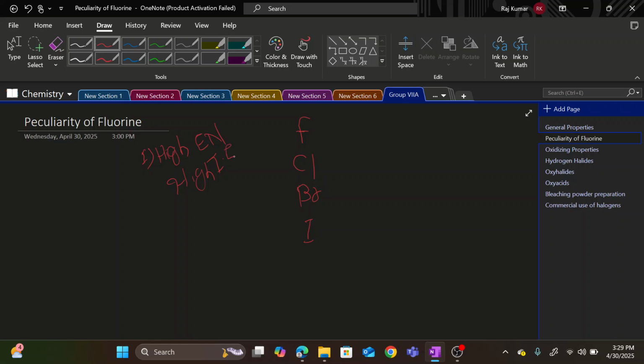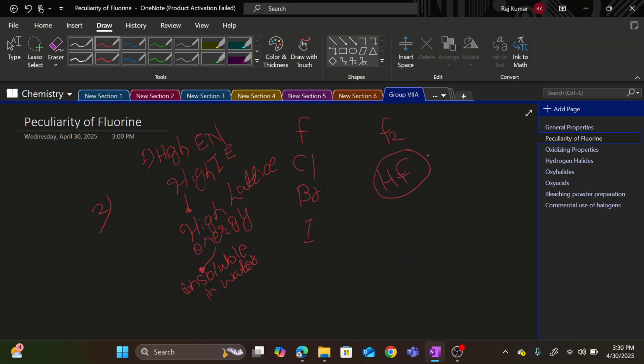High ionization energy. What does that mean? That means that it has a high lattice energy, because lattice energy is the ability to break apart its electron and dissolve in water, due to which there is high lattice energy, and that high lattice energy makes it insoluble in water. Fluorine gas is insoluble in water, but hydrogen fluoride is soluble in water.